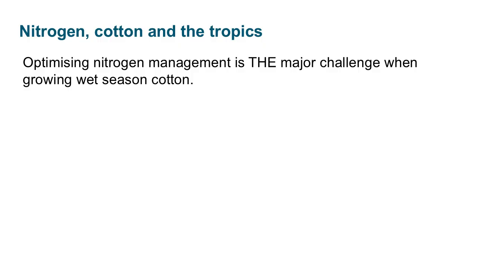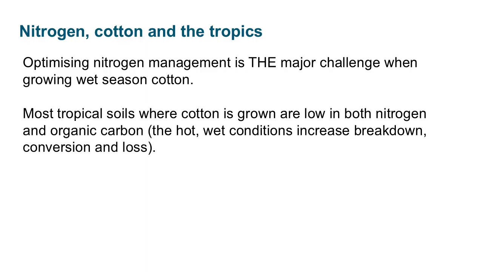Nitrogen management and the optimisation of nitrogen is the major challenge for crop managers growing cotton during Australia's tropical wet season. The reason for this is that the soils on which many of these cotton crops are being grown are inherently low both in organic carbon and nitrogen, and this is because those hot, wet conditions expedite the breakdown of crop residues and other organic components in the soil, converting that to nitrate, and then in that high rainfall environment those nitrates can be readily lost.